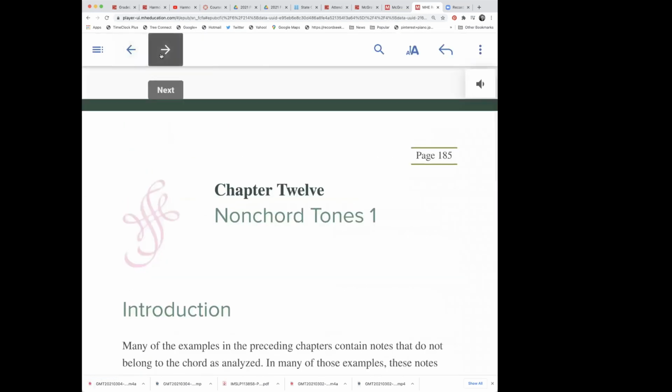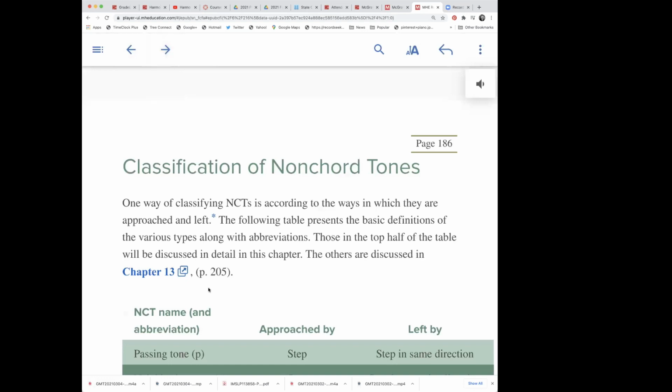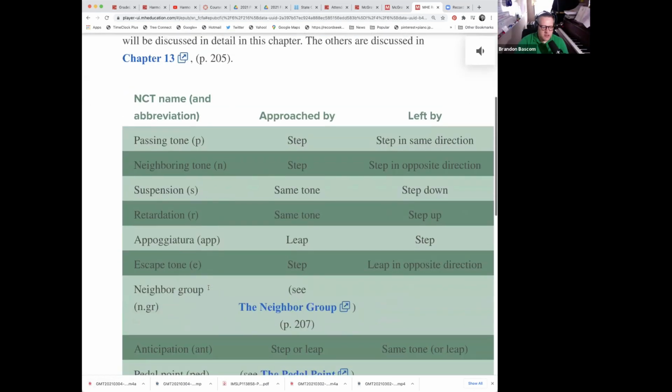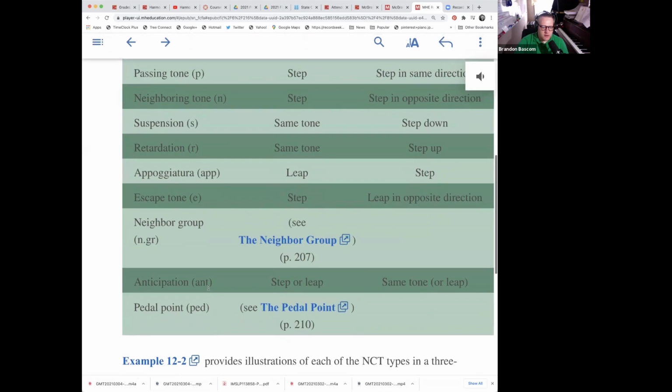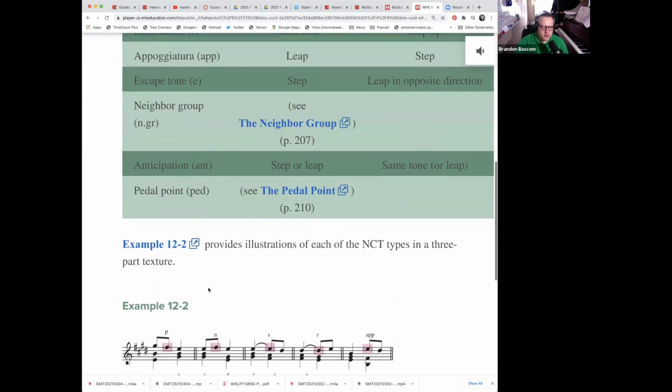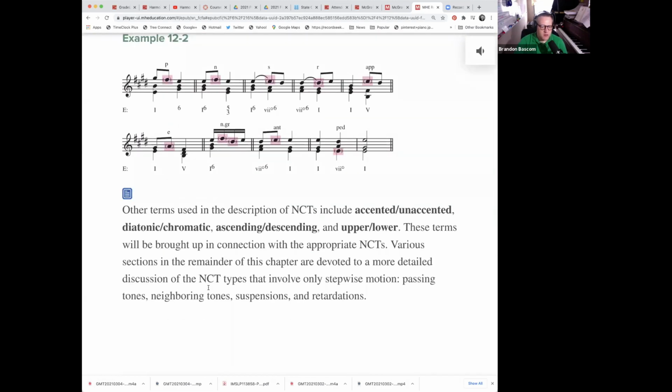Arpeggiations aren't on the chart. All right, that's it. I'm going old school. I'm going to actually look at a book. Chapter 12. Arpeggiations.